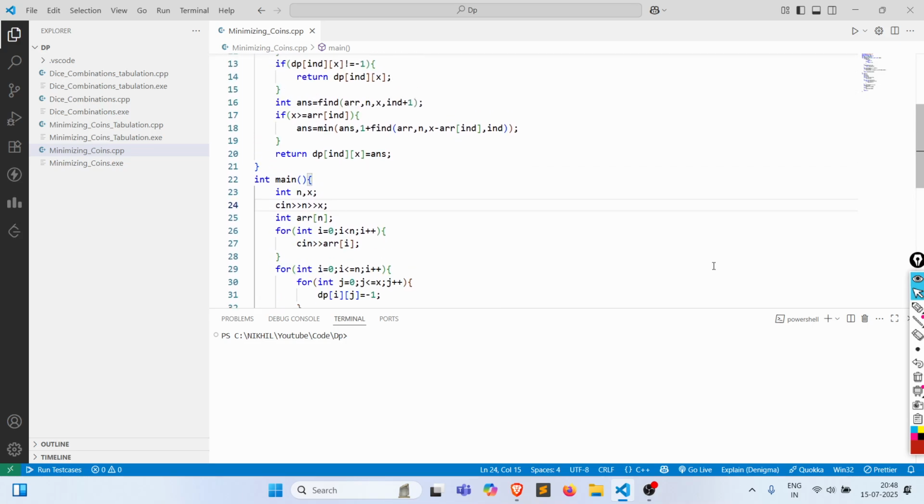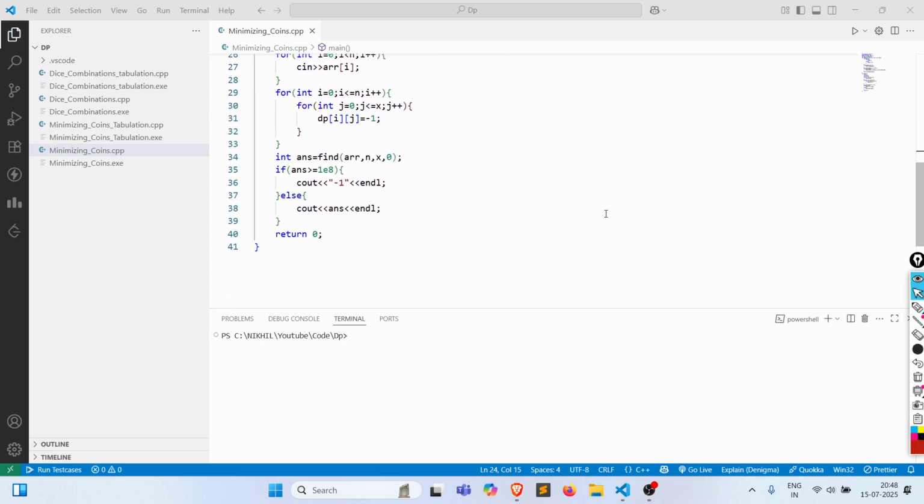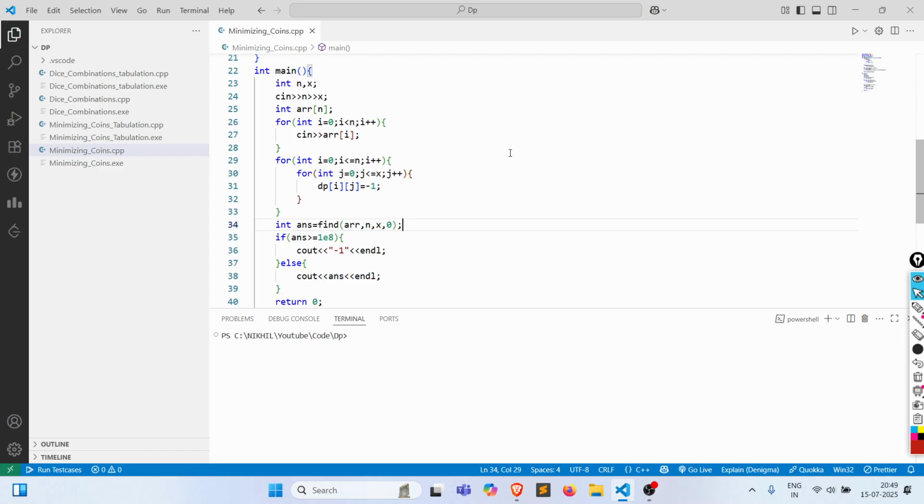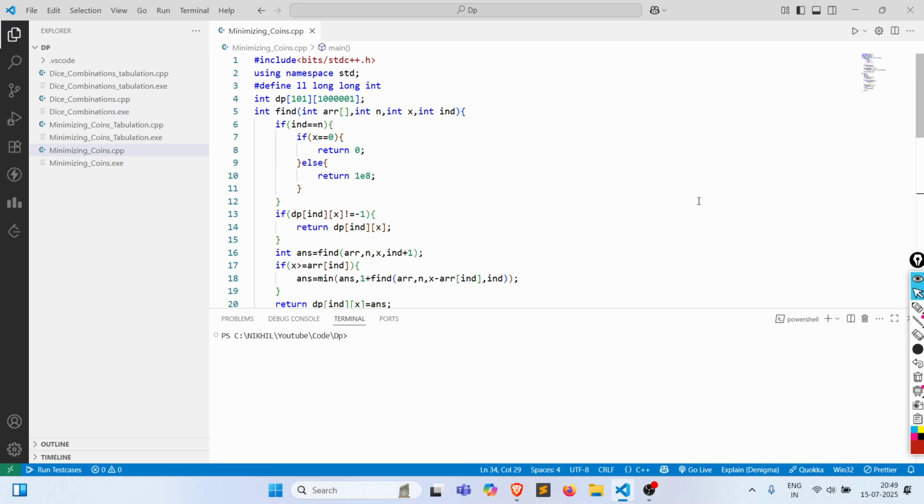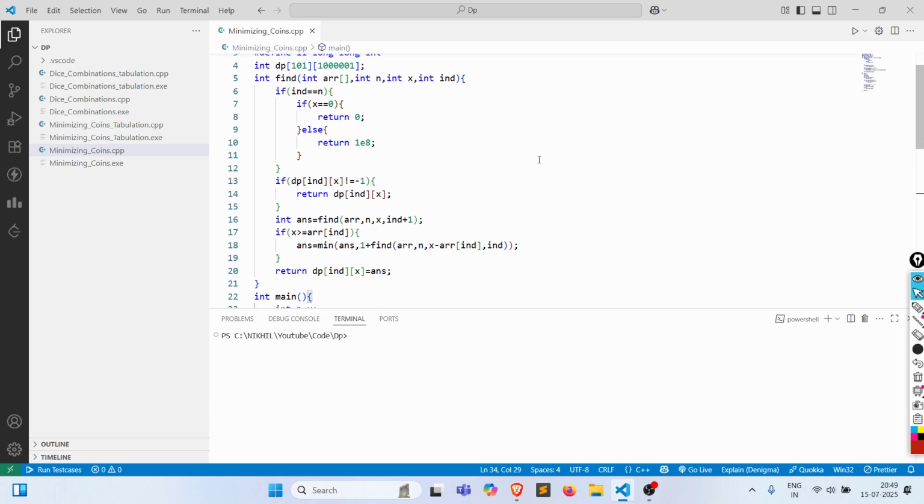Basically, in the solution, first of all, we are just taking the standard inputs, and we are initializing the DP array. Then we are calling a function, and we are assuming that this will find us our answer. What it says is that I have X amount of money left and I am currently at index 0. So this is what our find function states, right?